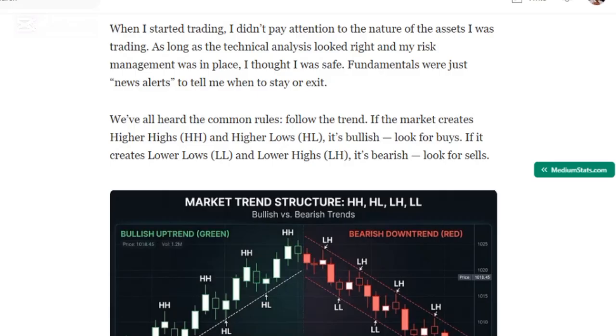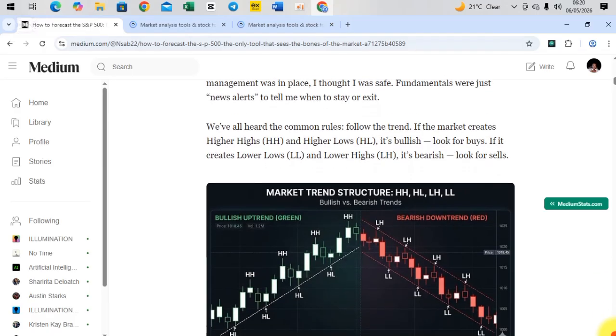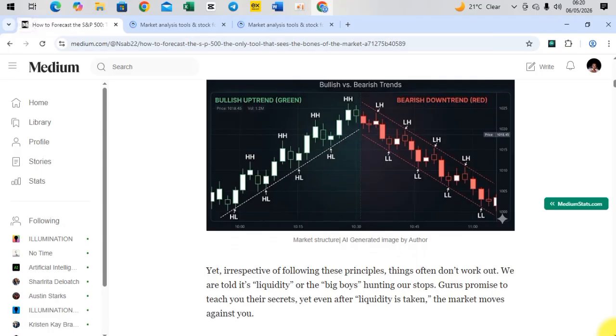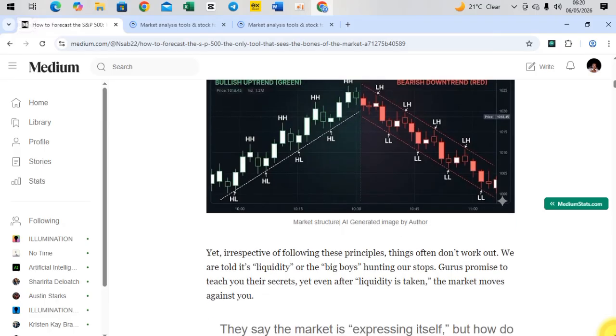If the market creates higher highs and higher lows, it's bullish, look for buys. If it creates lower lows and lower highs, it's bearish, look for sellers, right? And yet, irrespective of following all those principles, things do not work out. We are told it's liquidity, or the big boys are hunting our stops.